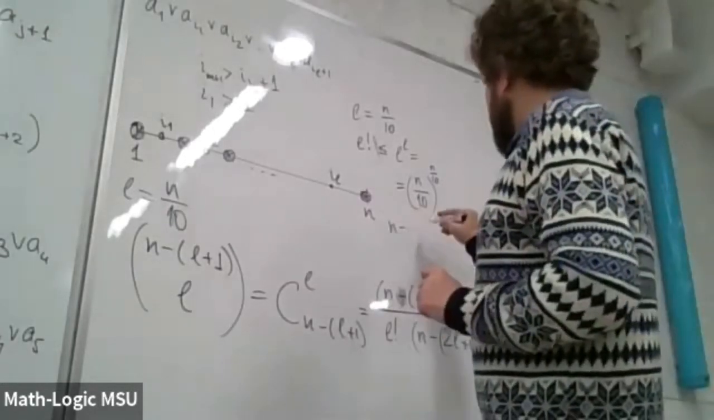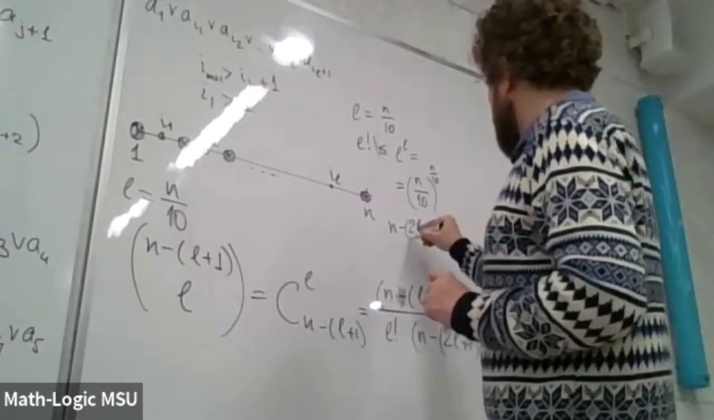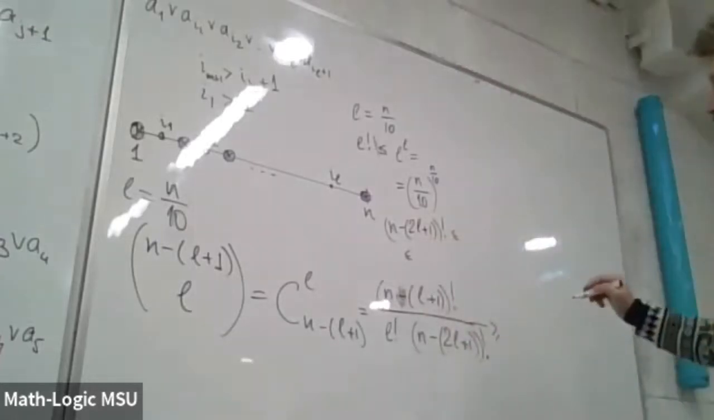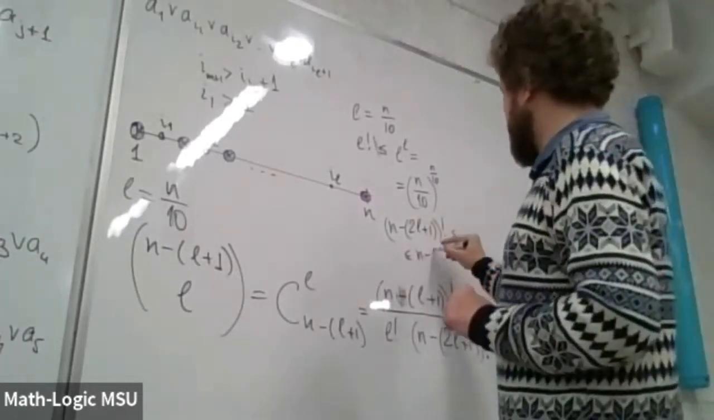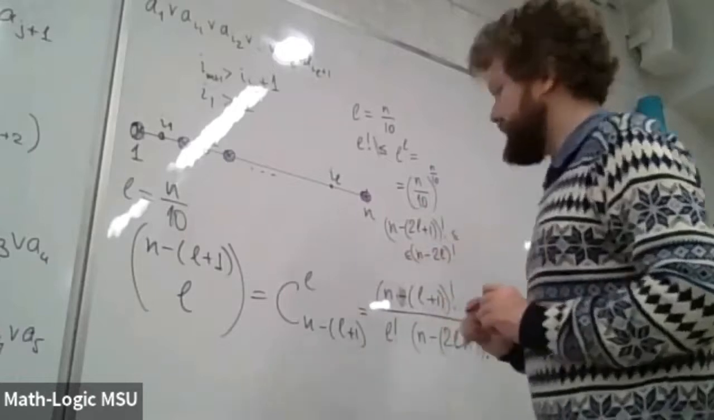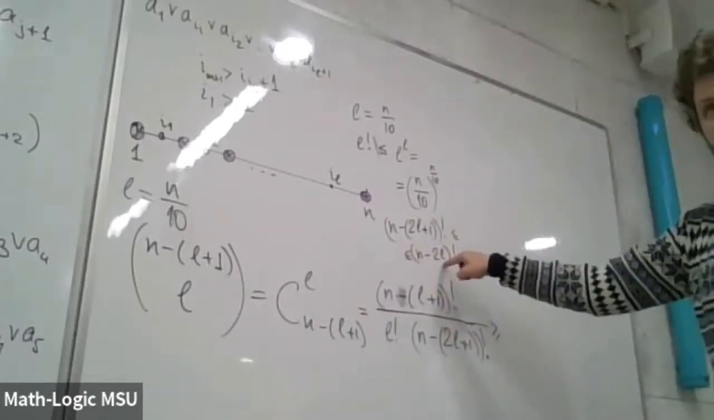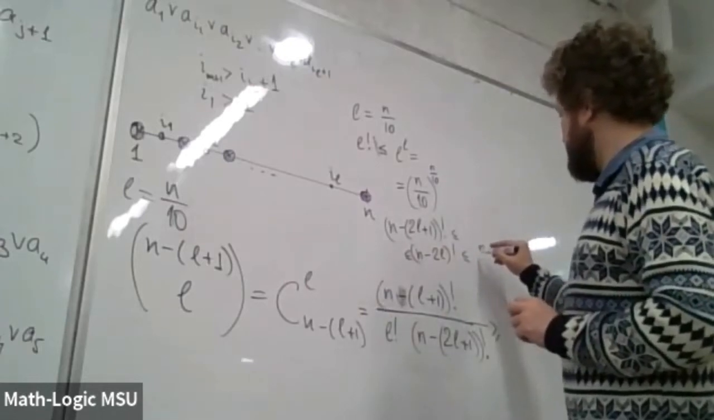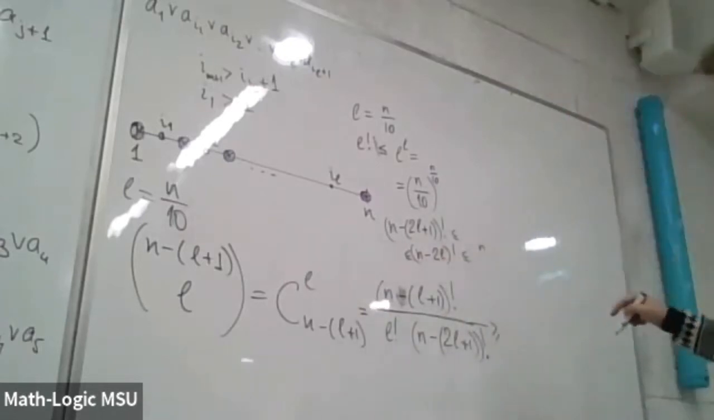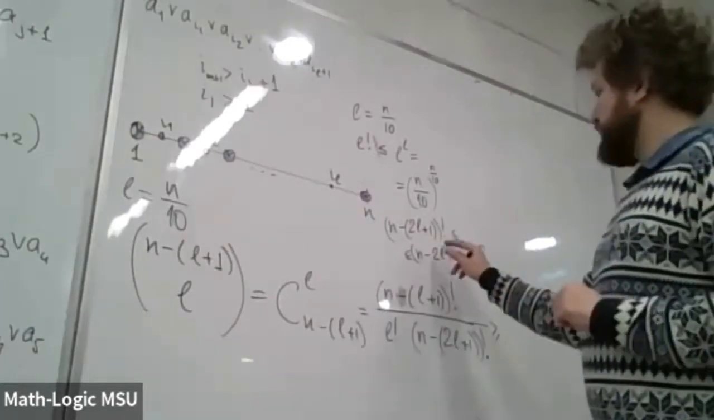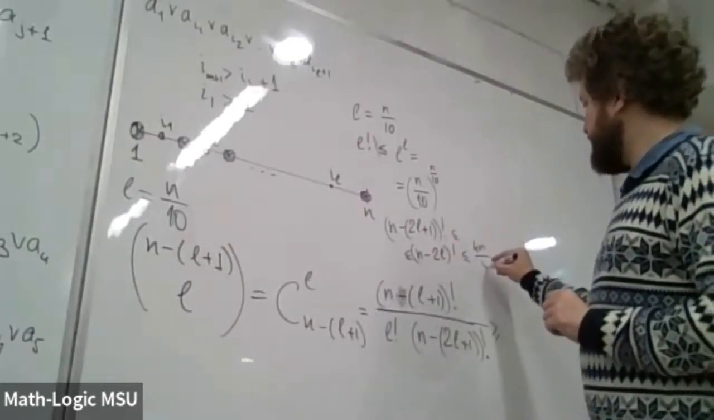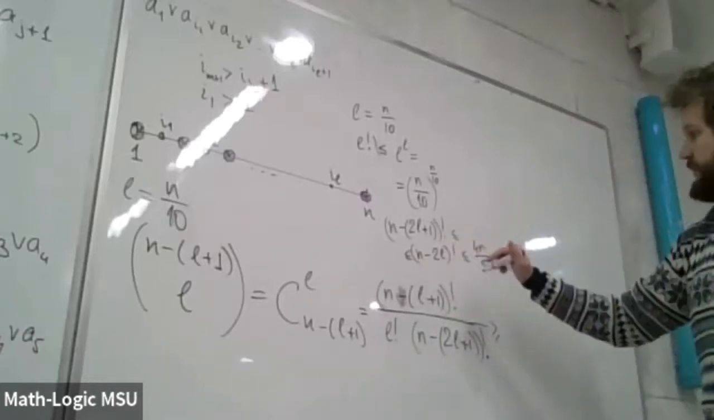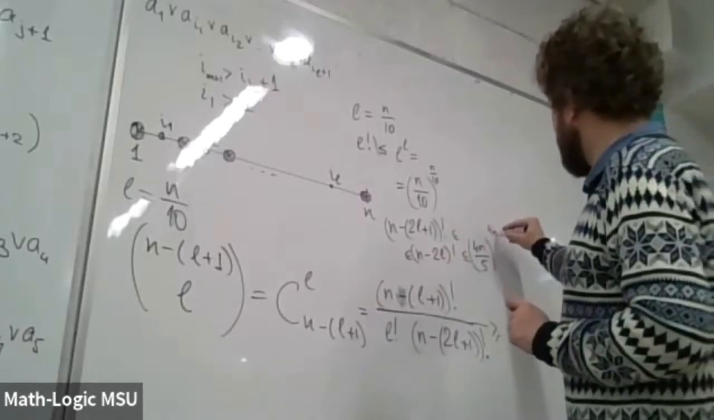Again, n minus 2L plus 1 factorial is less or equal than n minus 2L factorial, because this is just bigger. And this is less or equal than, so 2L is 4n divided by 5, right? Because this is n divided by 5, to the power of 4n divided by 5.